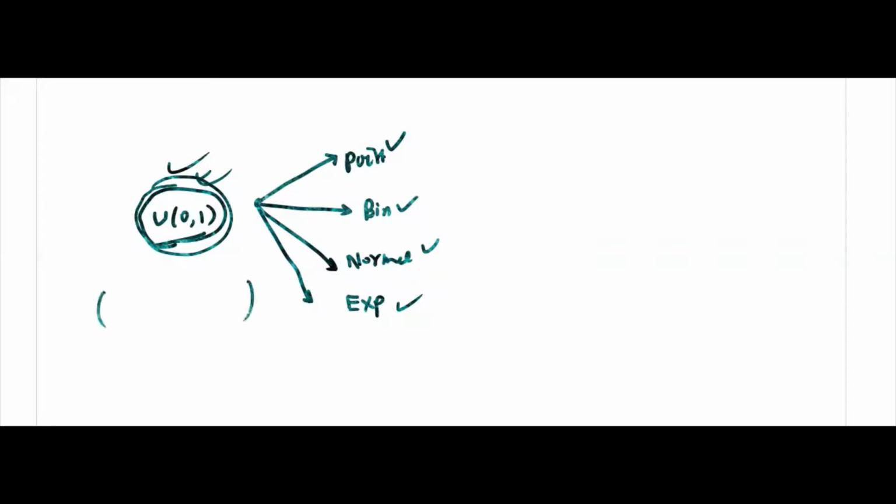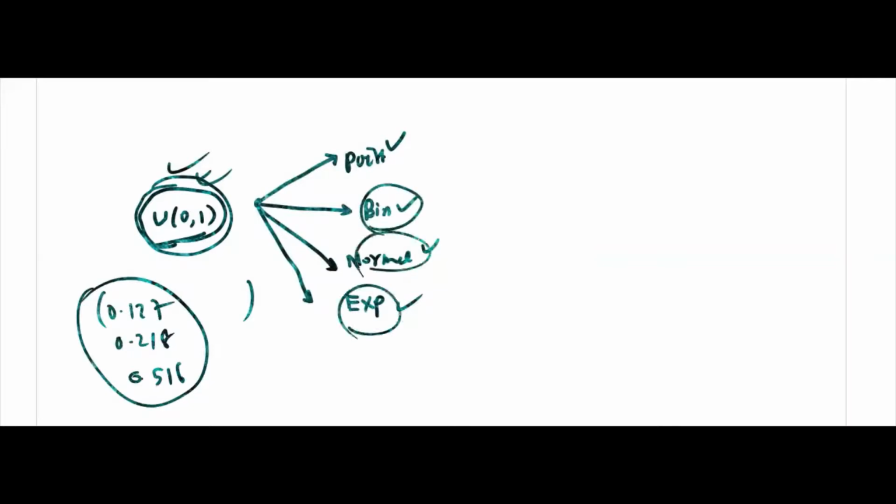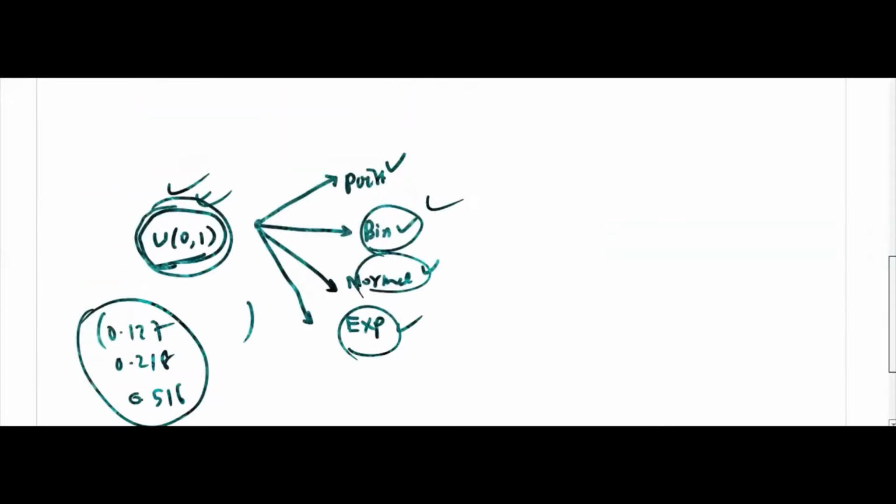They will provide some numbers like this: 0.127, 0.218, 0.516. Using these numbers, find numbers from binomial or normal or exponential. Now we are doing continuous distributions. We'll go to discrete distributions later. We have one formula to use, that is called the inverse transform method. That's all. So let's do that.